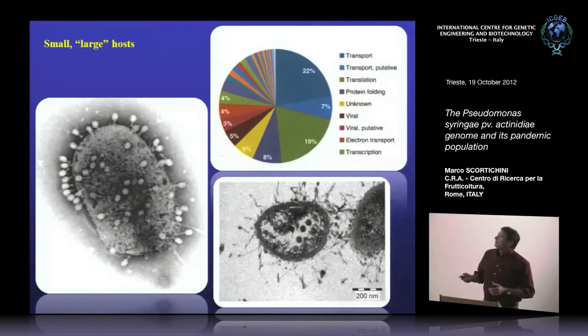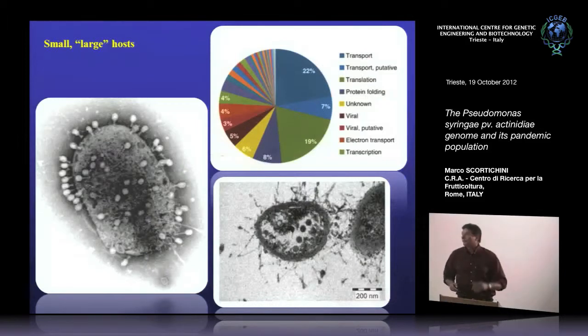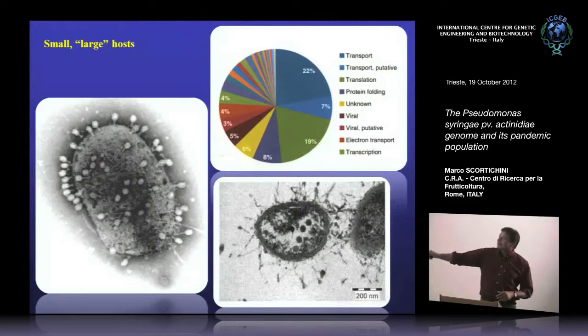Prophages, it's very important. Also, pay attention to this. This is the bacterial genome of a species. You see how much percentage of the genome is coded for viral or putative viral genes. It's not so low. These are phages trying to invade bacterial cells.